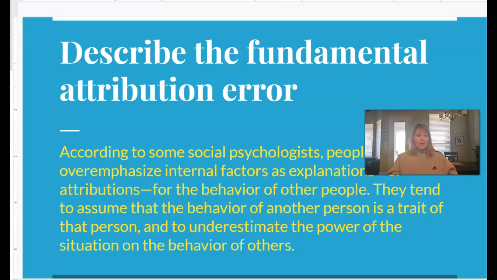Fundamental attribution error. According to some social psychologists, people tend to overemphasize internal factors as explanations or attributions for the behavior of other people. They tend to assume that the behavior of another person is a trait. The way I think about this is like I might be ugly to somebody later on in the day because I'm tired, or my husband and I have gotten into it, or my children are making me crazy, or I don't feel well. But internally, I'm not an ugly person. That's what I think of with this.